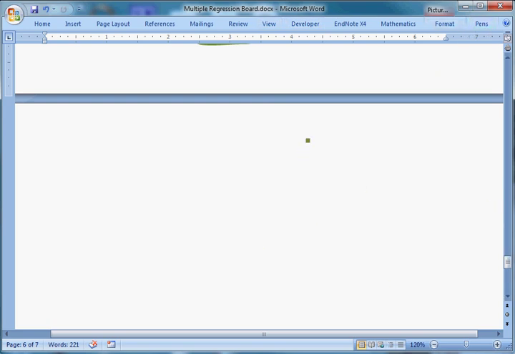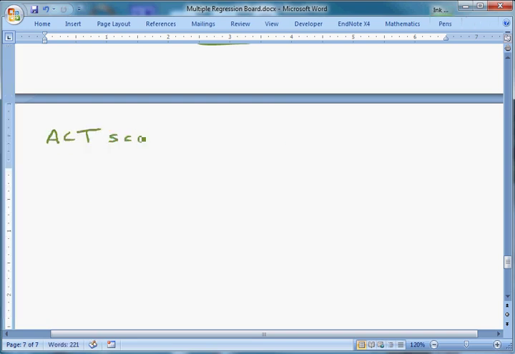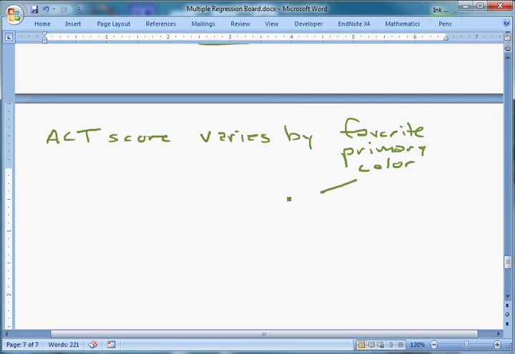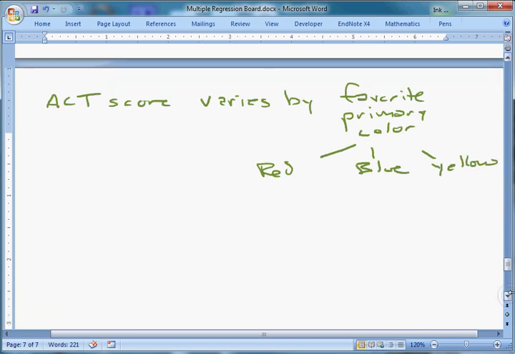But let's just say, this is a silly example, that what we're interested in is whether ACT score varies by favorite color. Favorite primary color, right? We have three primary colors: red, blue, and yellow. And we're going to estimate the following regression equation. Remember, the regression equation is the expected value of y. We want to know how this varies.